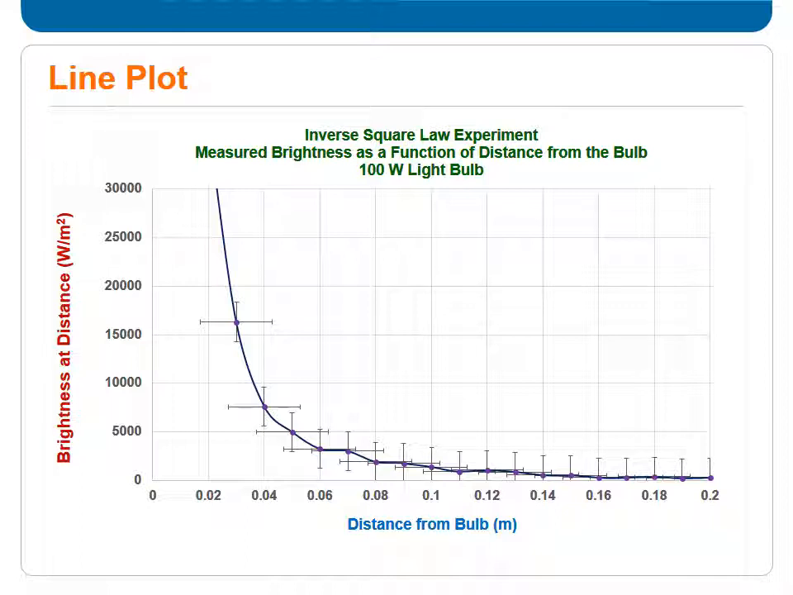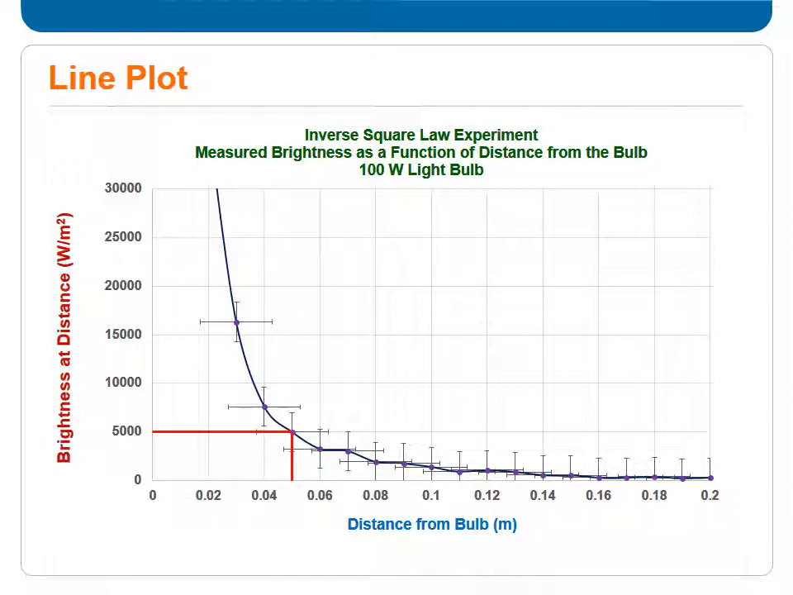What is plotted on the vertical axis? Read the red label. The vertical axis is brightness at distance. The values are given in watts per square meter. The values range from 0 to 20,000 watts per meter squared. What is the trend of the data? Up, down, or flat? The farther you are from the bulb, the fainter it appears. How fast is it changing? Well, it changes rapidly closest to the bulb and slowly farther from the bulb.